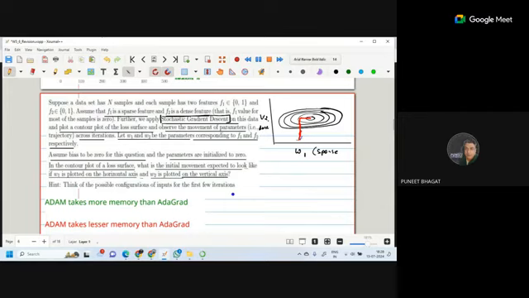It would have gone directly towards the minima, right? Like this. And in case of RMS prop, it would have gone ahead and then would have oscillated in case your learning rate is not correct.